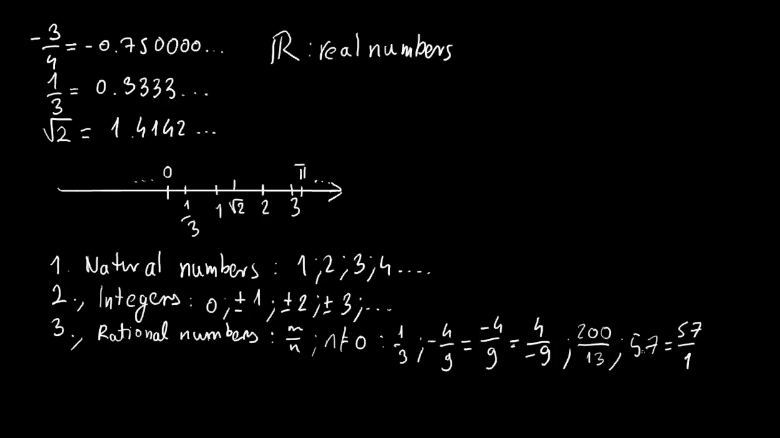Okay, now real numbers that are not rational are called irrational numbers. They are characterized by having non-terminating and non-repeating decimal expansions. For example, pi or the square root of 2, or the cubic root of 5, and others.